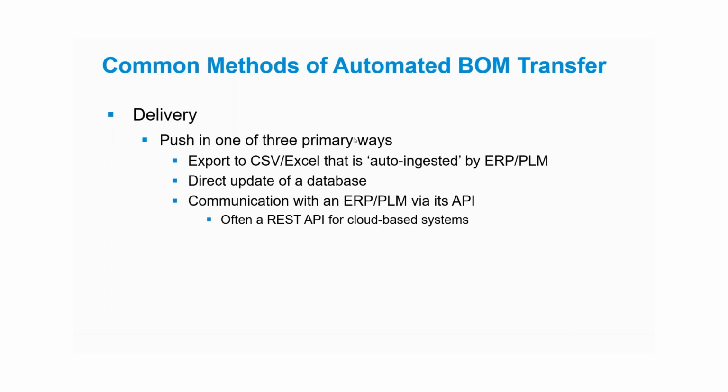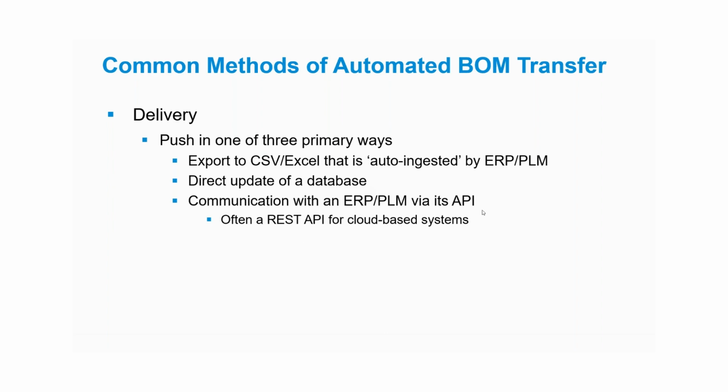You can export to a CSV file or an Excel file, and then your ERP system might be watching a folder on the network. If it sees that CSV file laying in a folder, it says, oh, I've got some data, and it just sucks it in, right? It could be direct update of a database. This is pretty rare, but in some cases I've done it, especially if some other middleware is involved. You might need to write this data directly to some database like SQL Server.